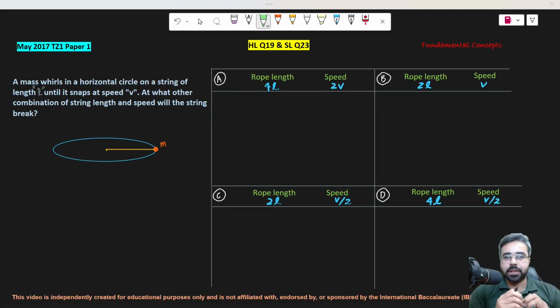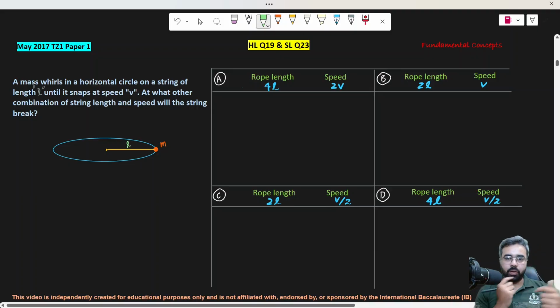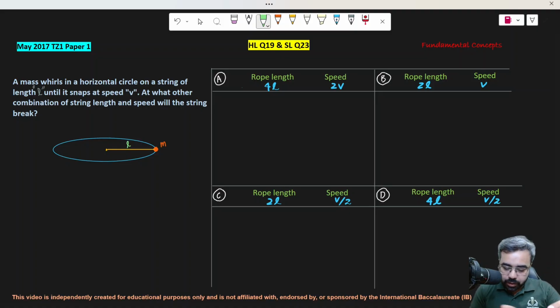Hi, this question is about horizontal circular motion. A fixed mass m is tied with a string of length L, and it is moved in a horizontal circular path. Its speed is increased to a certain value v. So let's say this is its velocity v. At that speed, the tension, which is providing the necessary centripetal force to this mass to move in the circular path, becomes so high that the string breaks at the speed v.